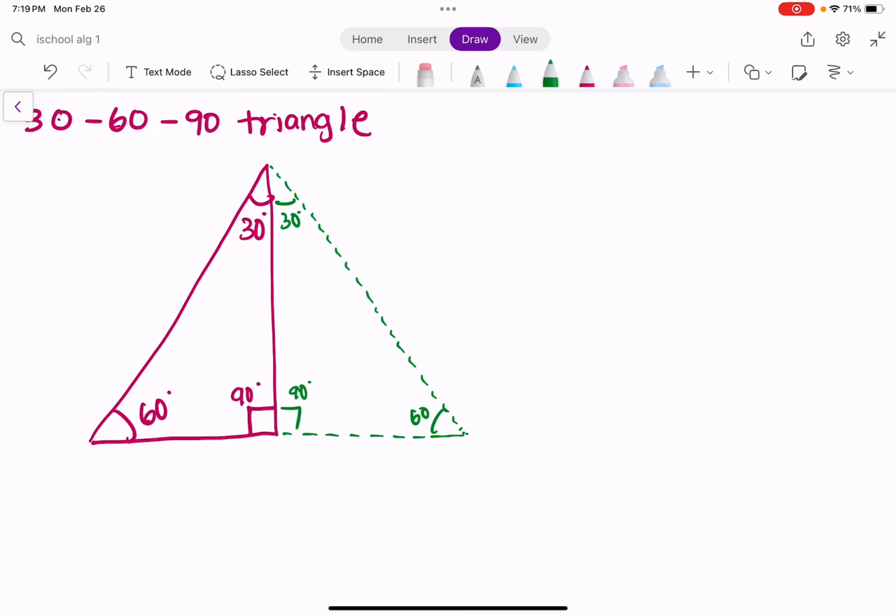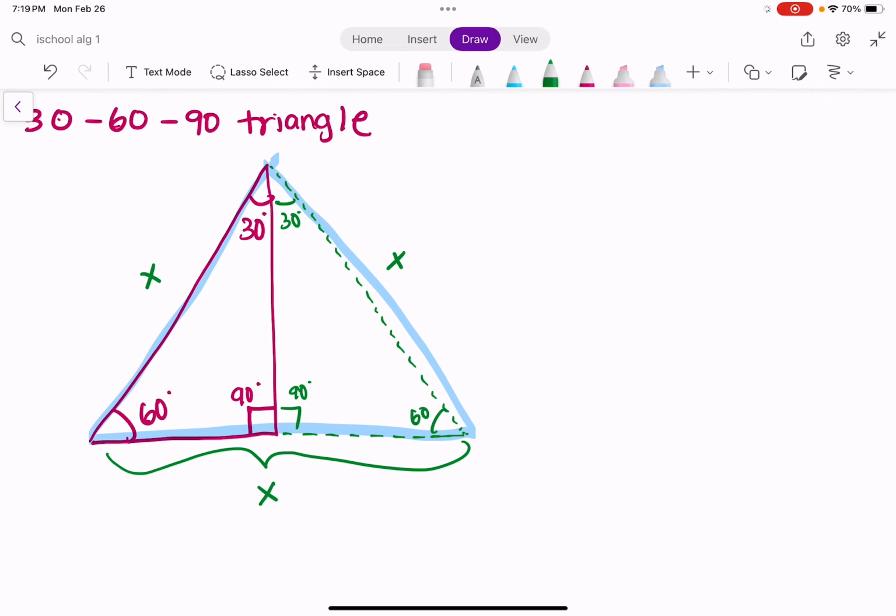So if you notice now, this whole triangle right here, I'm going to highlight it, is an equilateral triangle, meaning that if this side is x, so is this side, and so is this whole side, right? And if we know this bottom side is x, we know just this part right here is half of it. So I know that this is going to be half of x, right? The whole side is x, so half of it is going to be half of x.